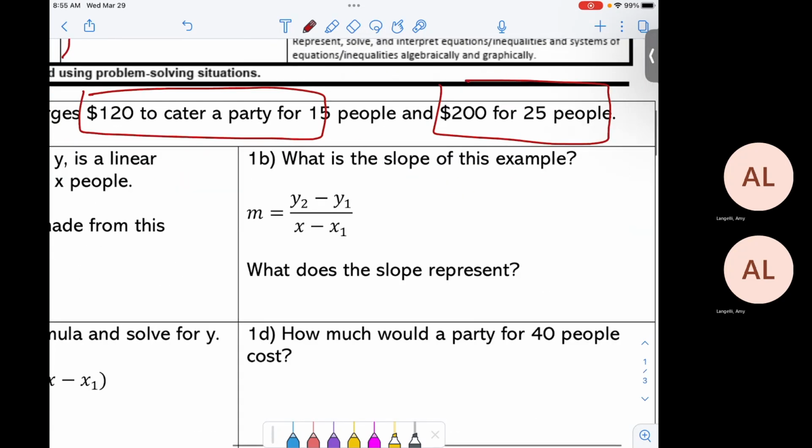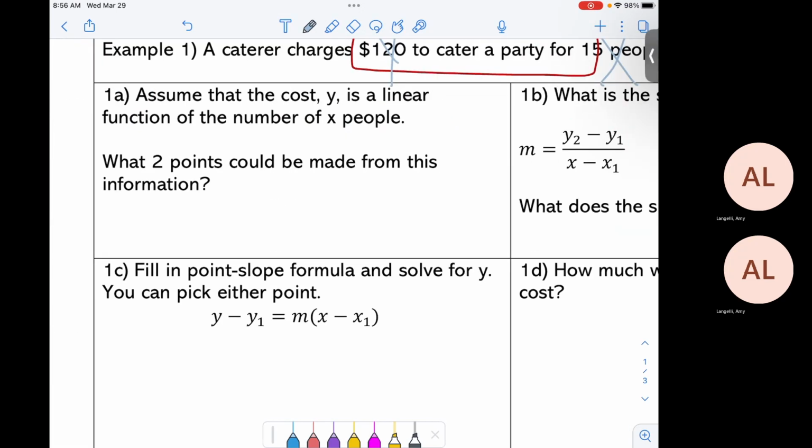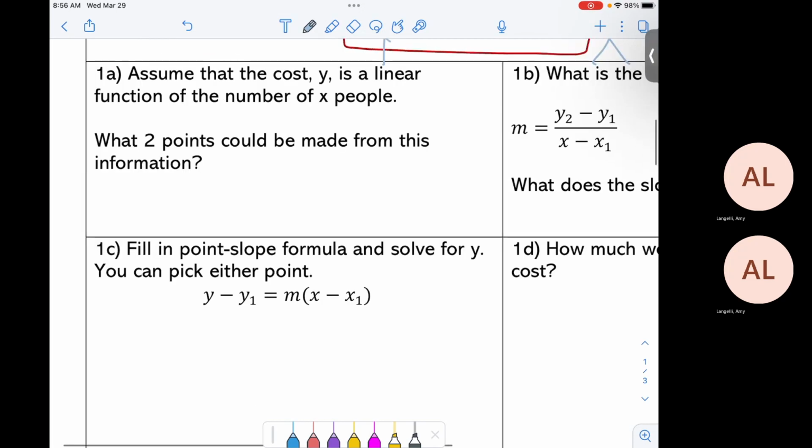Now, what do you guys think? Does the amount of people affect the price, or does the price affect the amount of people? The amount of people affect the price. That's right. That means that the amount of people is going to be your x, and the price is going to be your y. So we're going to assume that the cost is y and the number of people is x. I actually already told you that. That was cheating. The keystones will not tell you that. You have to know that on your own.